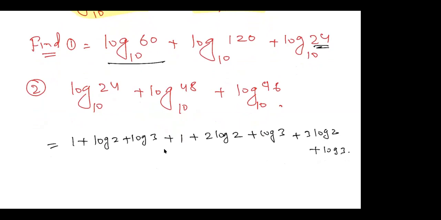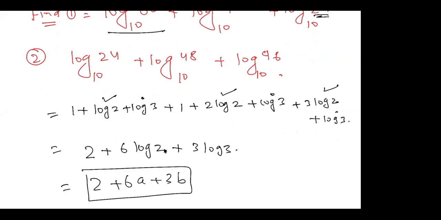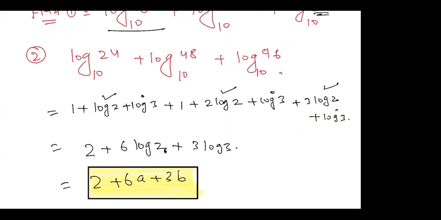Then what are we getting? 1 plus 1, 2 plus 1 time 3 and 3 6, 6 log 2 plus log 3, 2 3 3 log 3. So this is 2 plus 6a plus 3b. Right answer for the first one. Right, go for the second one.